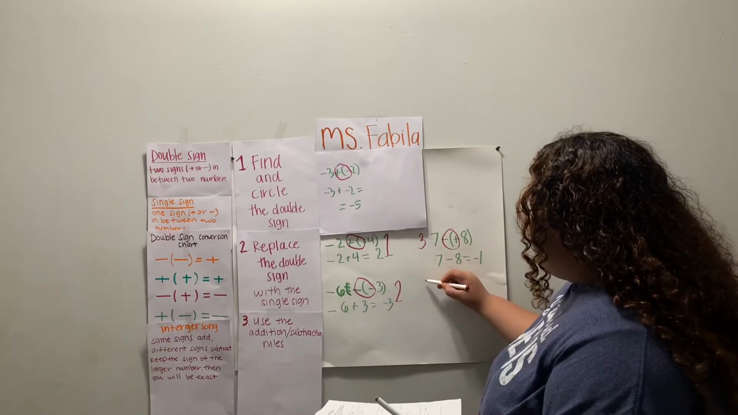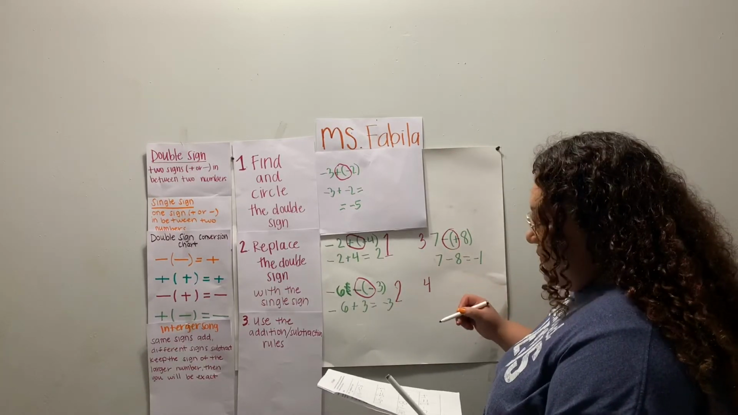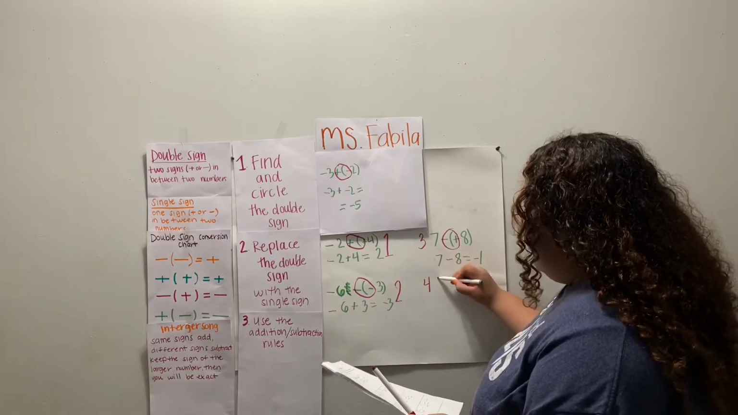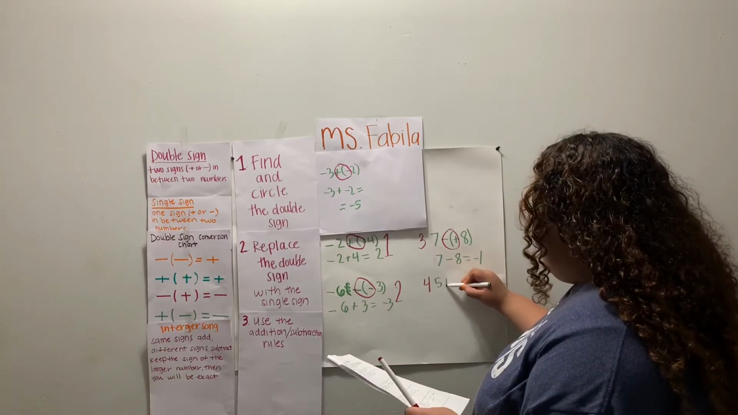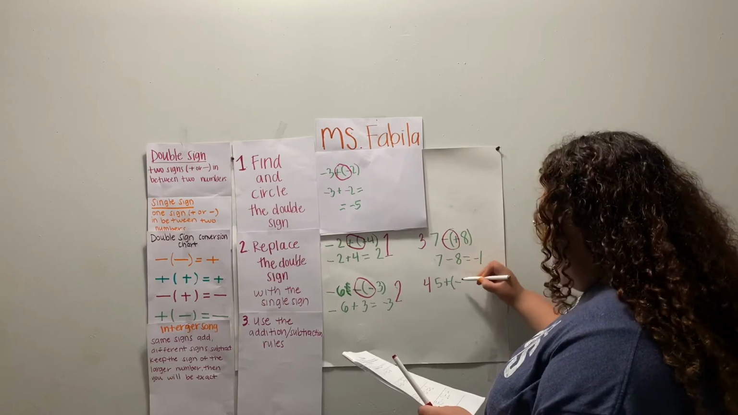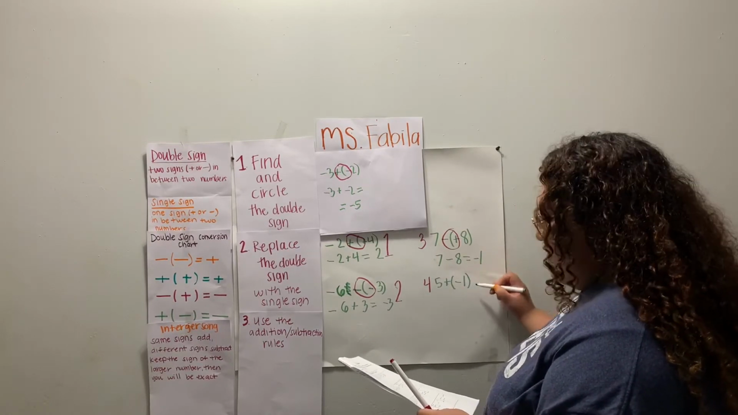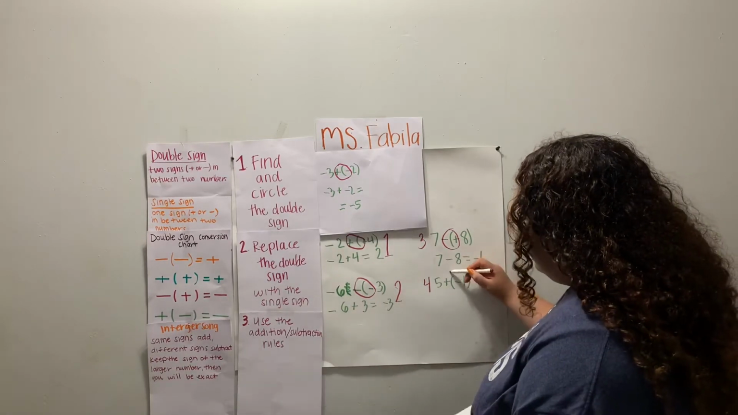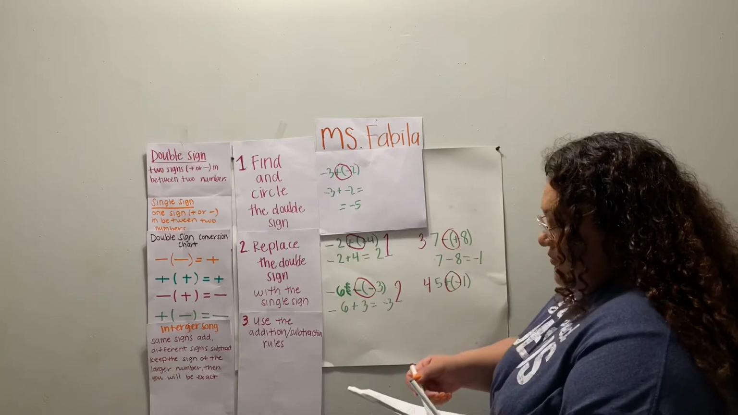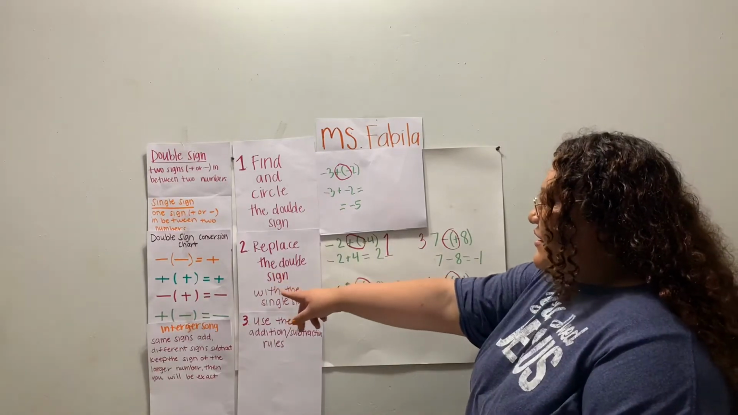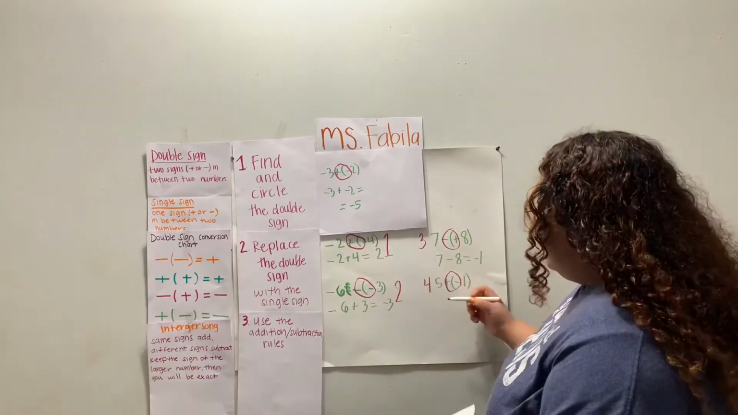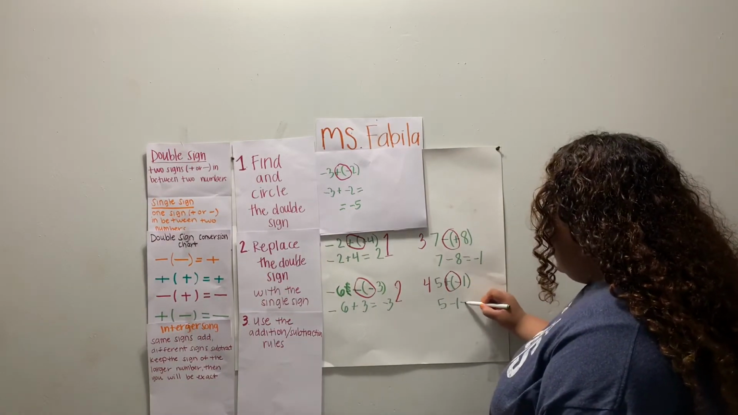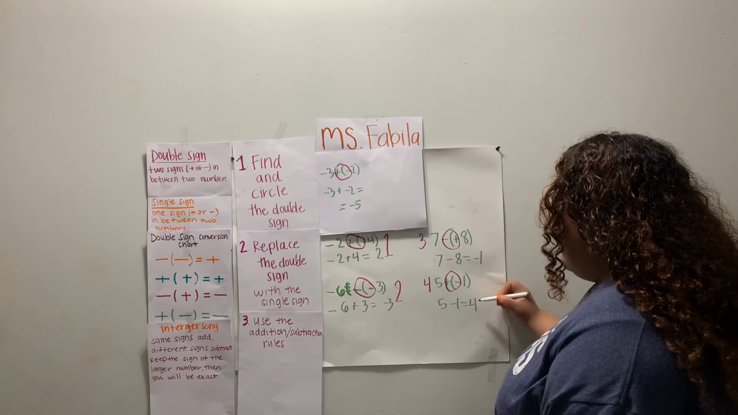And for our fourth sample problem, we will be doing 5 plus negative 1, close the parentheses, and then we circle our double sign. A positive and a negative gives you a negative, so we will be having 5 minus 1 equals 4. Good job.